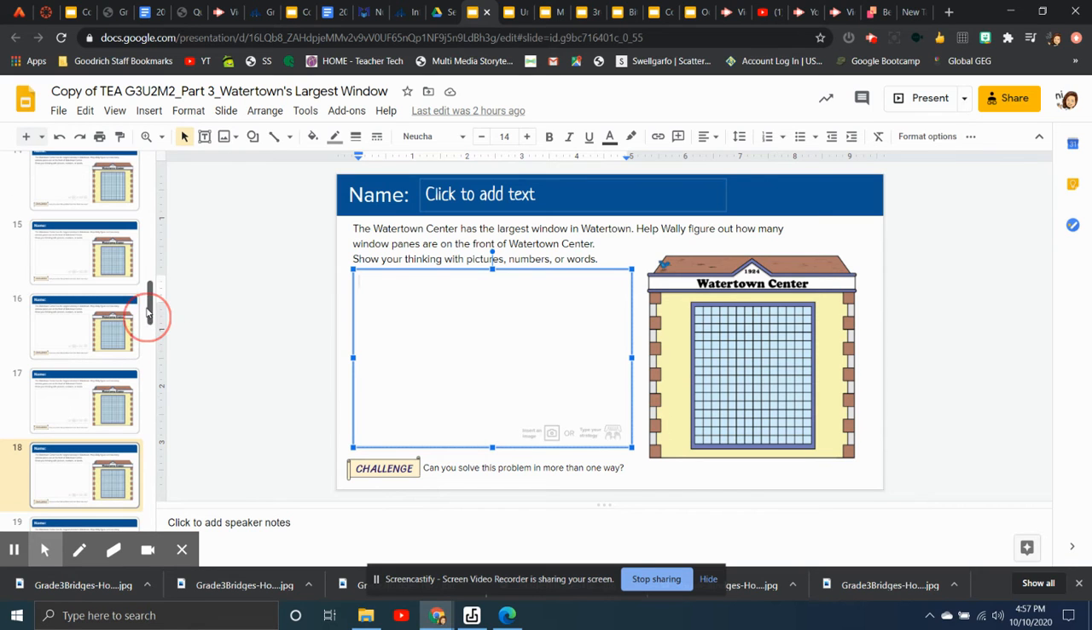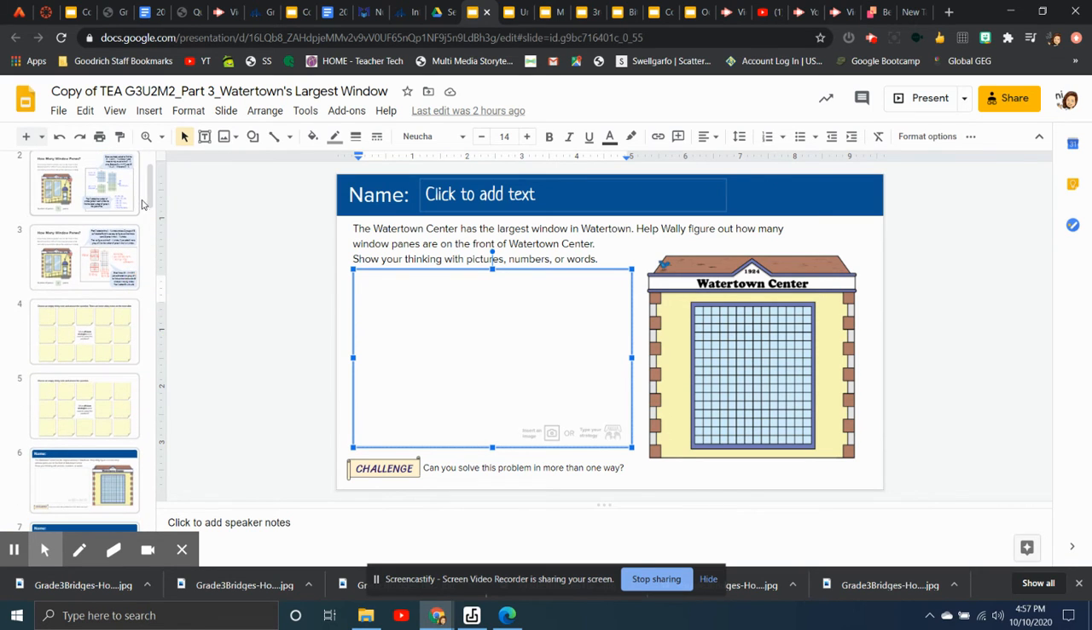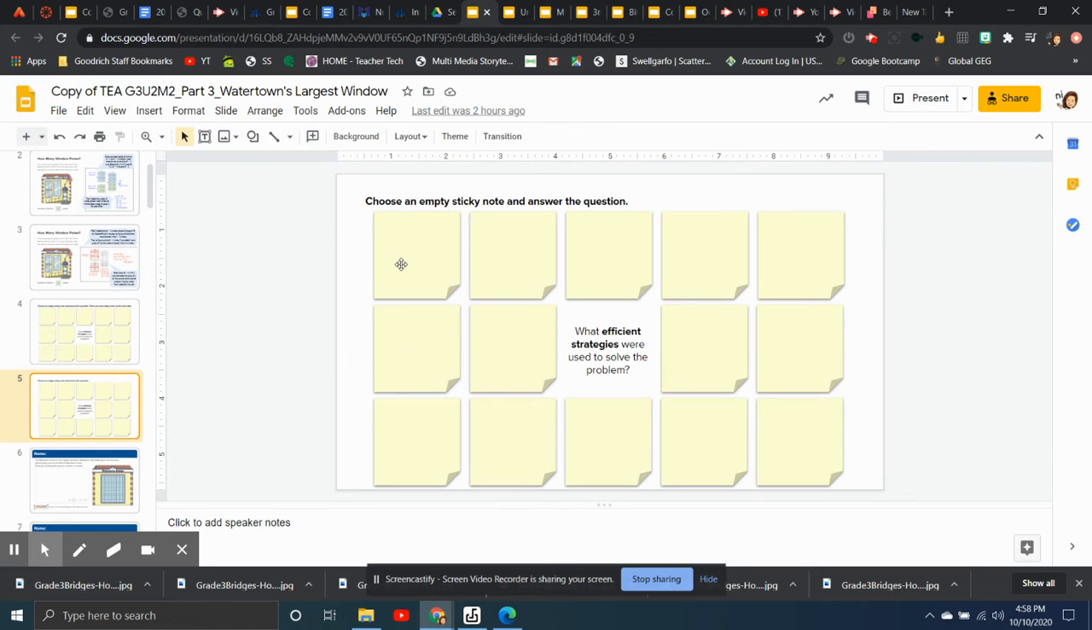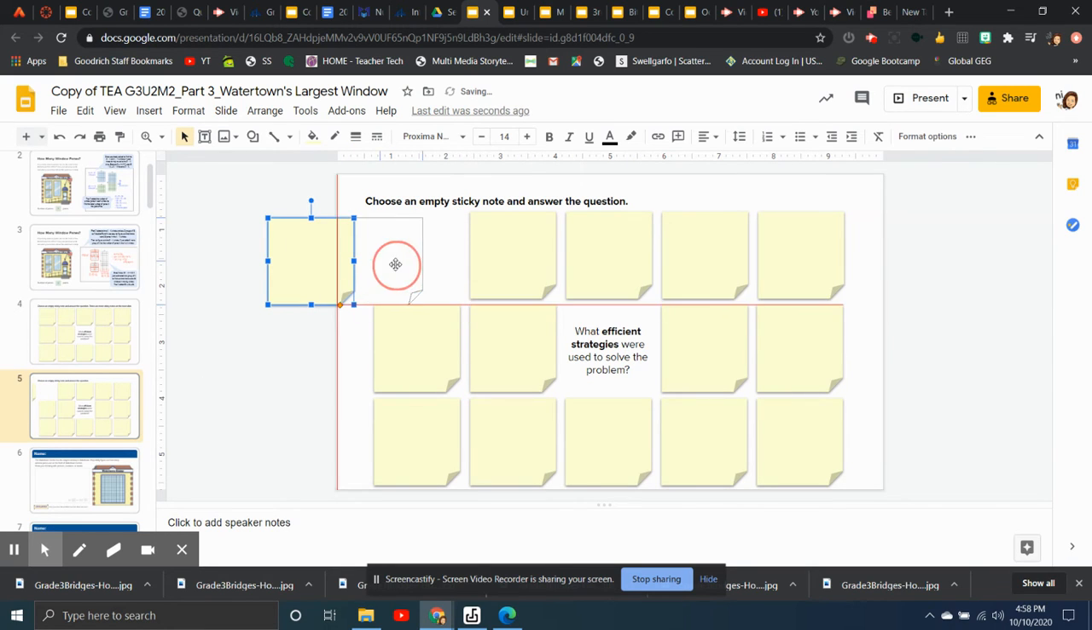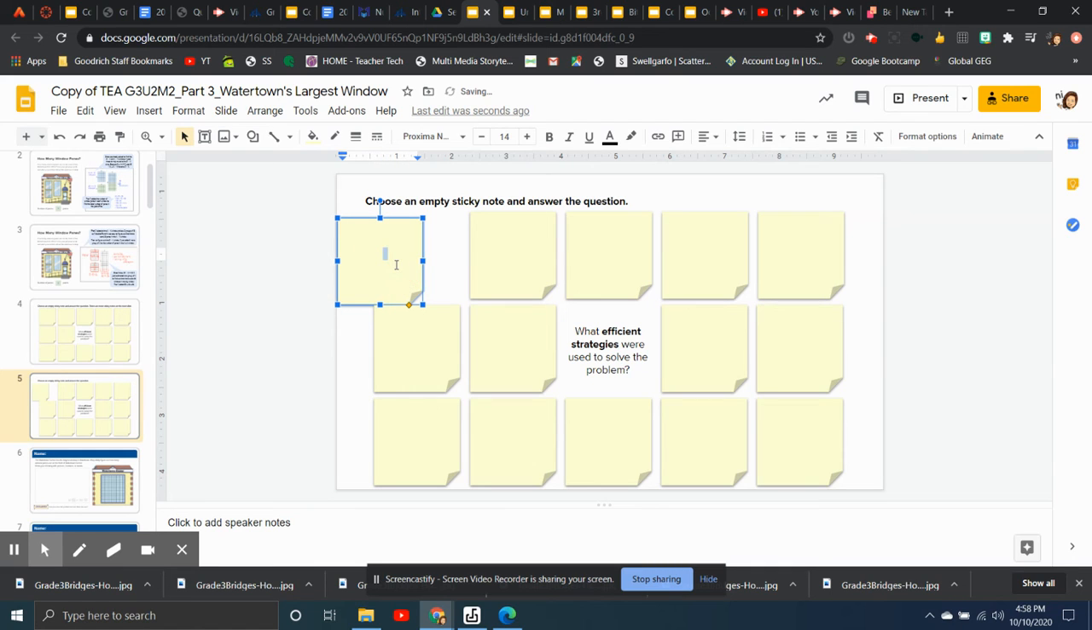Now, this, I couldn't do this when it was on presentation mode. But see, when you click on a sticky note and you move it, you're going to click, I'm sorry, you're going to click on the sticky note. Oh, I moved it.